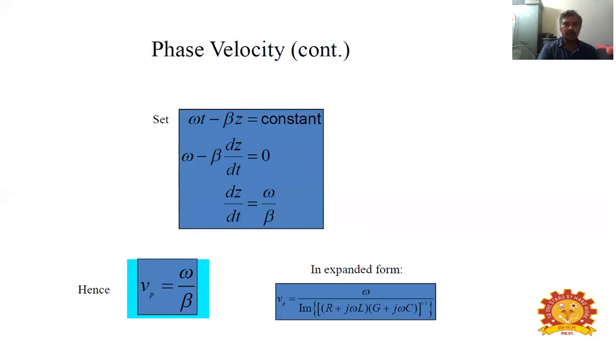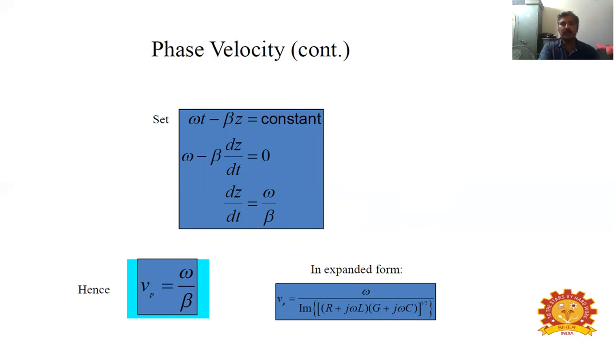Now, going further into the phase velocity, we can make some substitutions. That is, omega t minus beta z is equal to constant. So differentiating, we get omega minus beta into dz by dt is equal to 0. Further simplifying, we get dz by dt is equal to omega by beta. Therefore, this can be written as Vp, that is the phase velocity, is equal to omega by beta. That is simply phase velocity is equal to omega by beta.